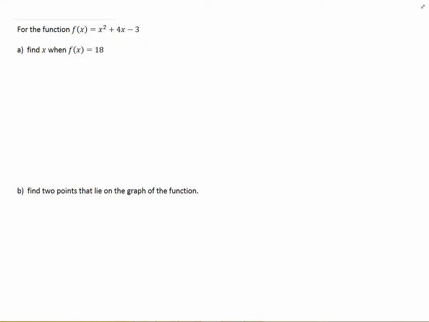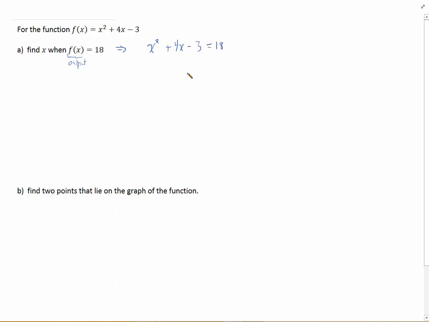For the function f of x is x squared plus 4x minus 3, part A, we're asked to find x when f of x is 18. So we want the function value, we want the output to be equal to 18. Well, the output is the function value. So we want x squared plus 4x minus 3 to equal 18.